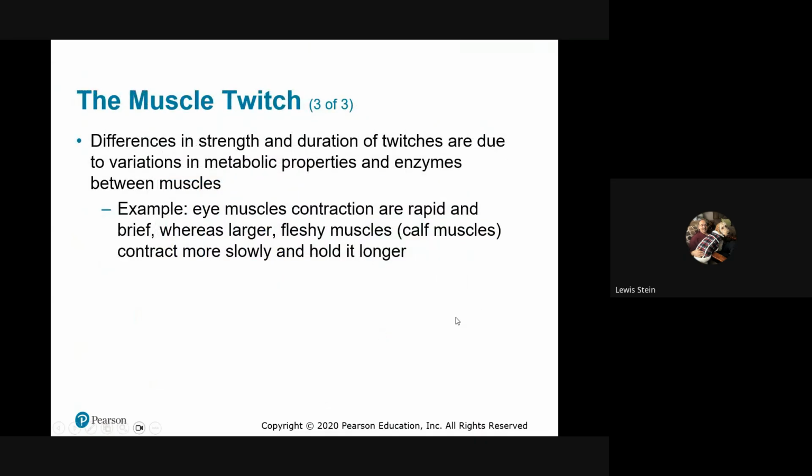The difference in the strength and duration of twitches are due to a lot of things. Metabolic properties, enzymes. So muscles that we inherently use rapidly, eye muscles, finger muscles, contract rapidly but briefly. Bigger muscles, and the perfect example is the calf muscles, contract more slowly and hold it longer. And this is where we're taught how we can classify a muscle.